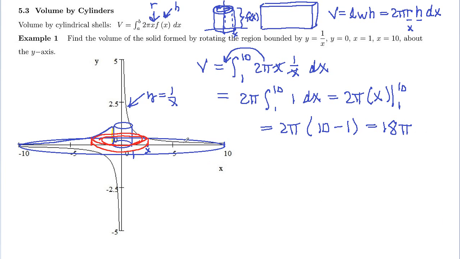So that's not too bad for a really unusual shape like that. And sometimes doing the shells is easier than doing the discs. It just depends on what you're rotating, what the equations are. So that's pretty cool.